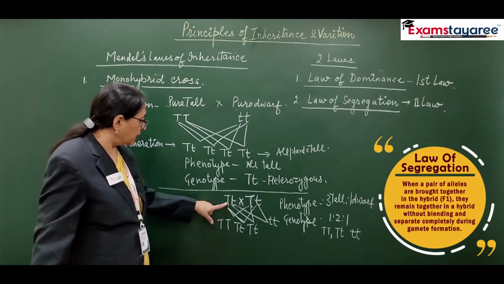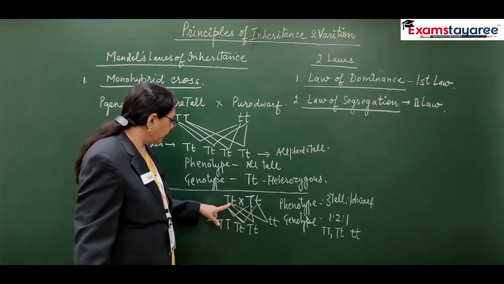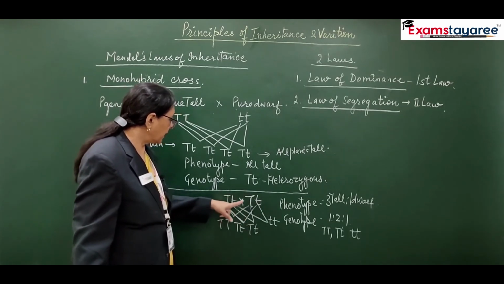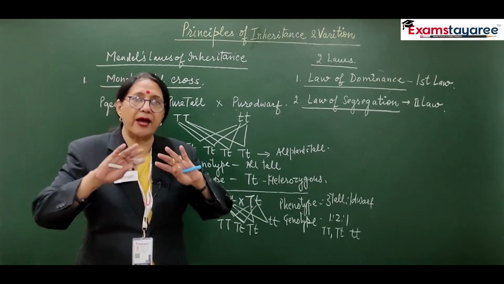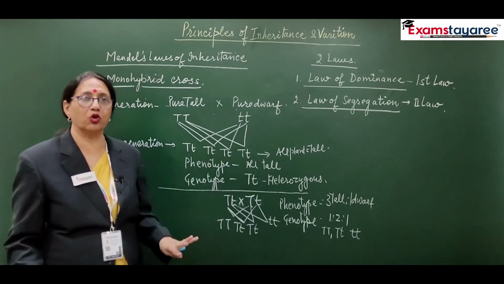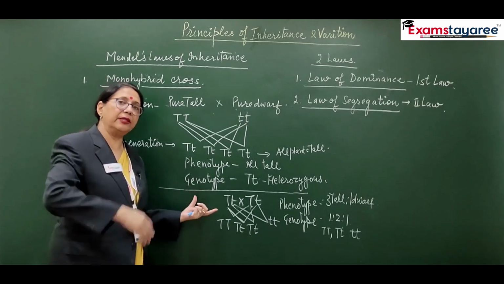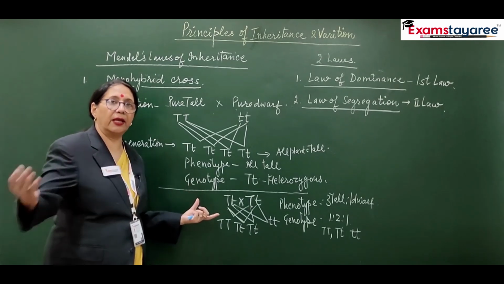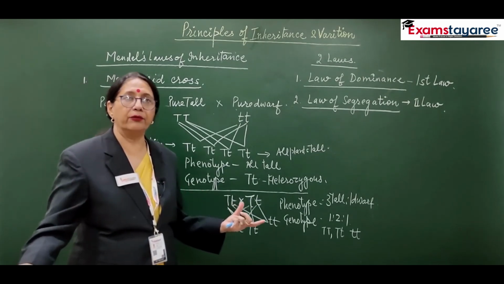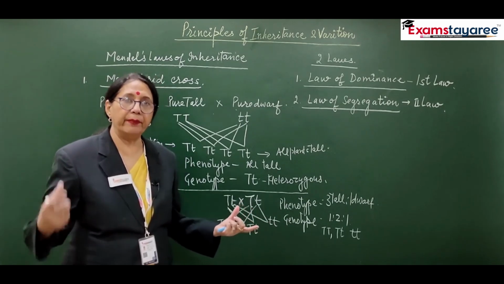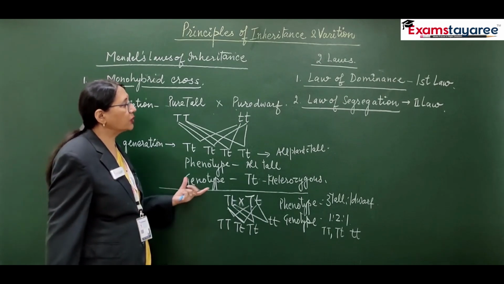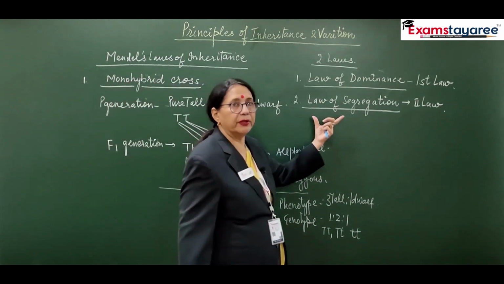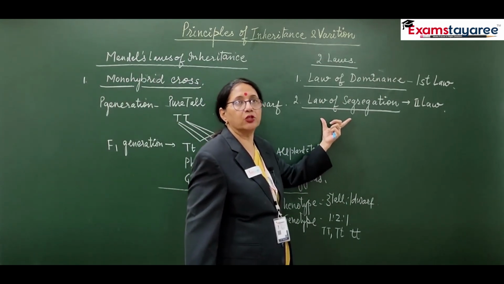So, you can see this T and this T, this T and this T. So, they are crossing each other, means the gametes have segregated chromosomes, and then when they fertilize together, they come together and form a zygote and maintain the diploid state of the zygote. So, this was the second law of Mendel, which is known as law of segregation.